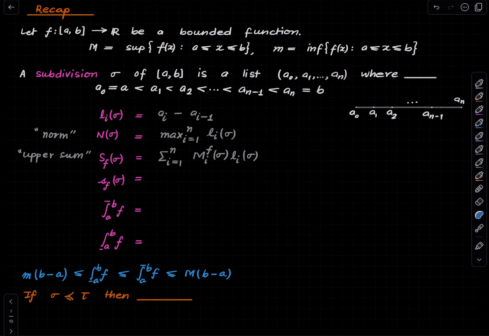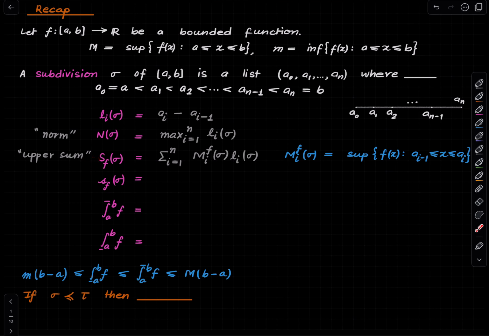Now what is Mi f? Mi f of sigma is the supremum of all the values that the function takes in the ith part of the subdivision. We saw what this pictorially means. If I don't want to refer to a picture here, we looked at it in detail, so let me not spend more time on it. So that's the upper sum.